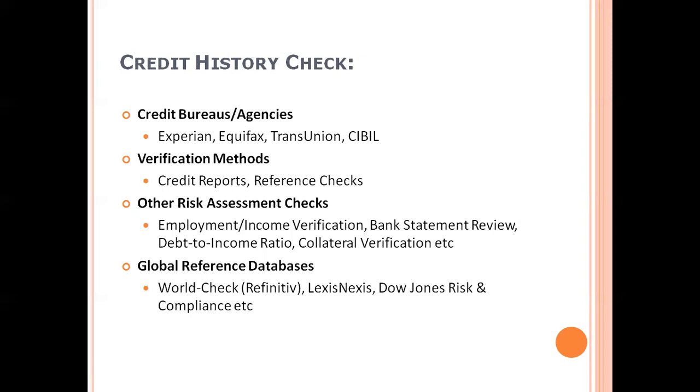Then the verification methods. So how do these verification methods happen? If you have any credit reports, then the bank will pull those credit reports from these agencies to check the credit score, or the CIBIL score, then the payment history, existing debts, or any other default or bankruptcy records.